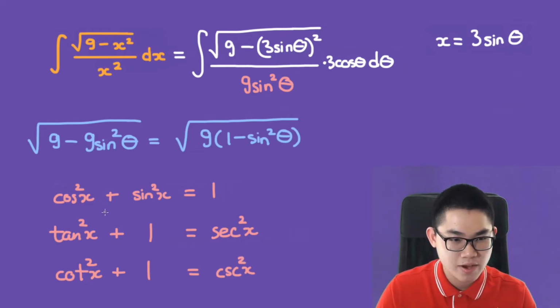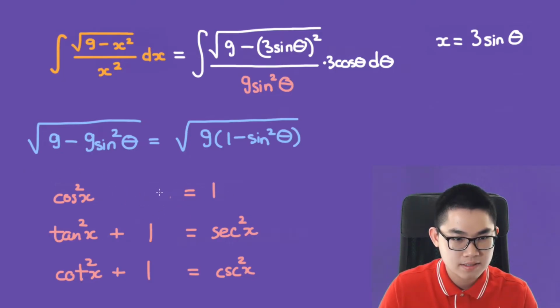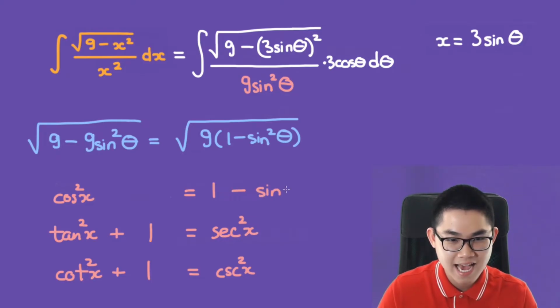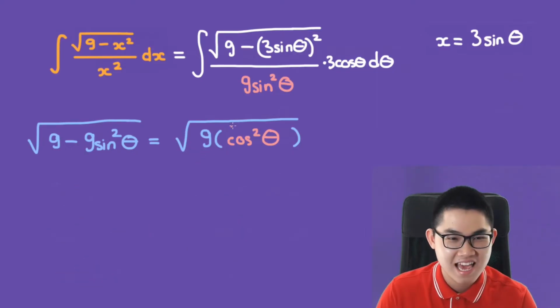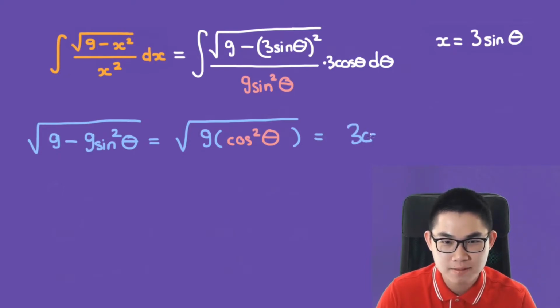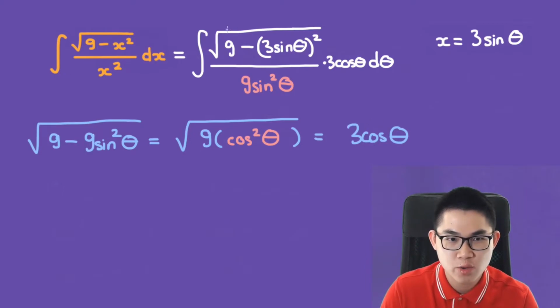Now let's take a look at this one. If you subtract sine x squared on both sides, you will get cosine of x squared is equal to 1 minus sine of x squared. So we need to replace this part with cosine squared. And notice that we are using theta instead of x because we have been using theta all along. And what is the square root of 9 times cosine to the power of 2? Well, that one is easy. That's going to be 3 times cosine. So let's replace the numerator with this one.